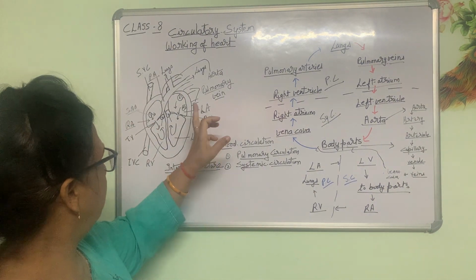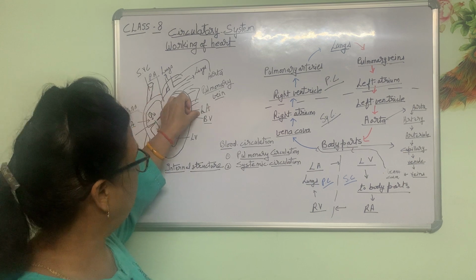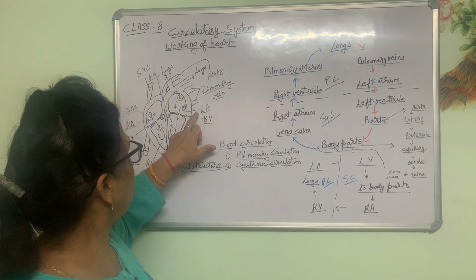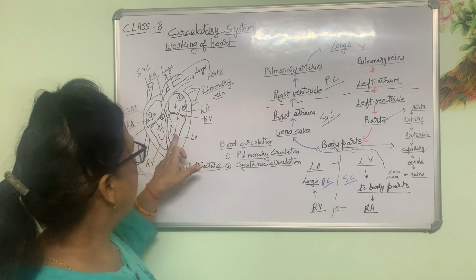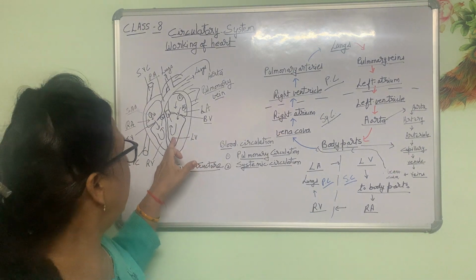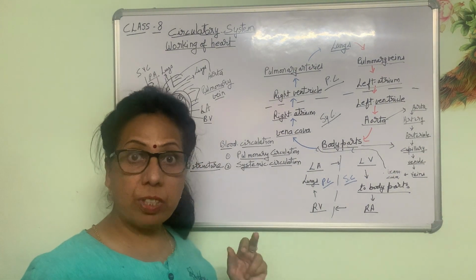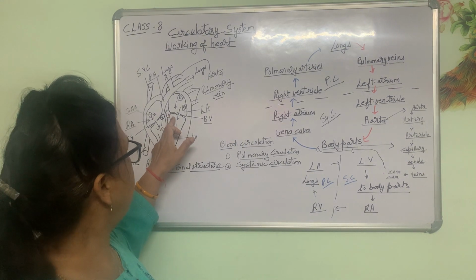Now from here, what happens? The pulmonary vein pours the blood into the left auricle. From this left auricle, through the bicuspid valve, the blood passes into the left ventricle. It is oxygenated blood. Now this oxygenated blood goes out through the aorta, which arises here.